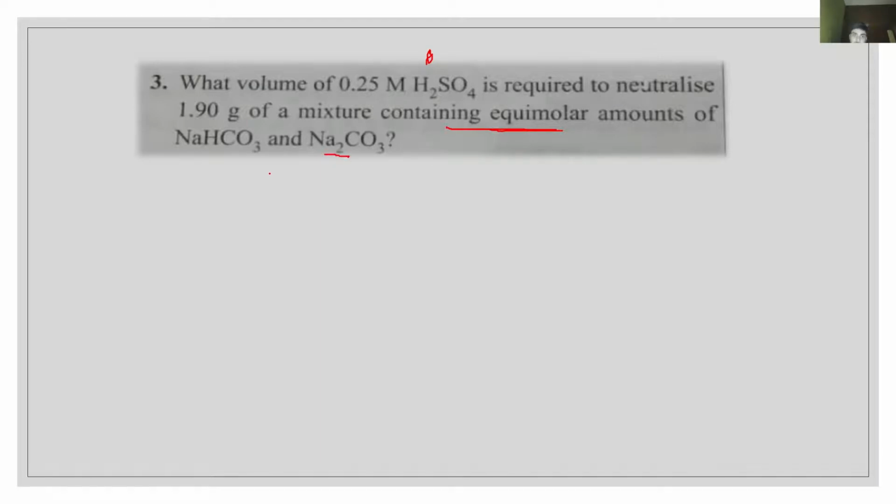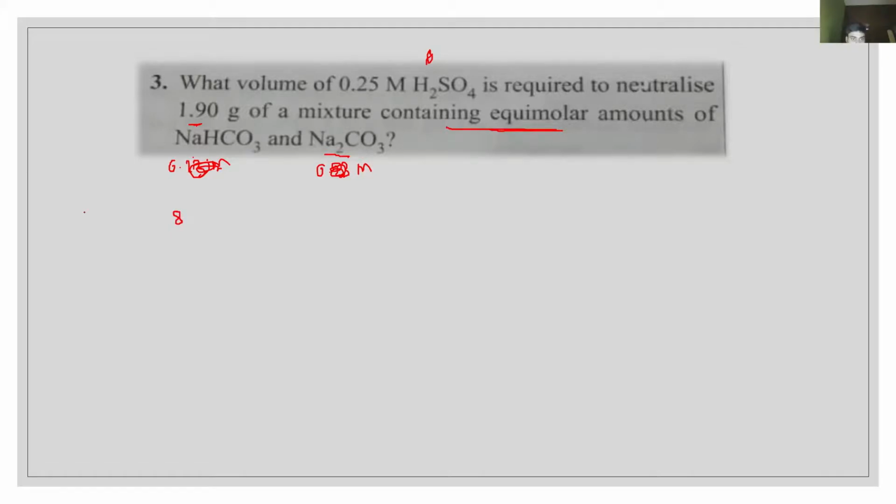What is the meaning of equimolar amount? It means you have to divide this in such a manner that the moles of these two will be equal. Say if it is 0.23 mole, this must also be 0.23 mole. You have to divide in such a way. This I have taken as an example. So in what ratio will we divide this? Not equivalent weight, but molar mass.